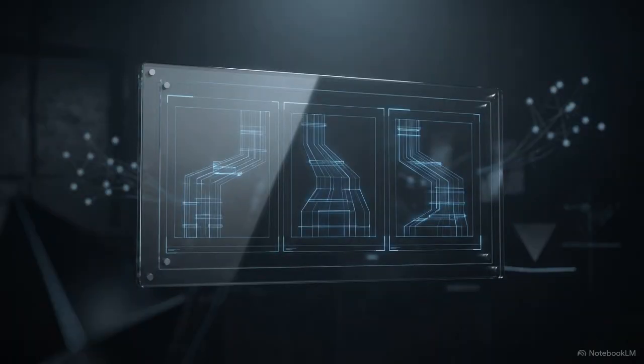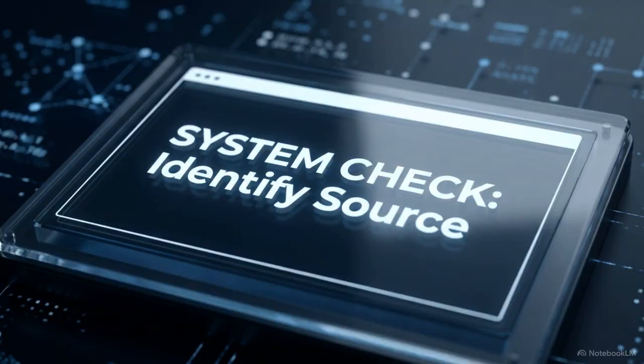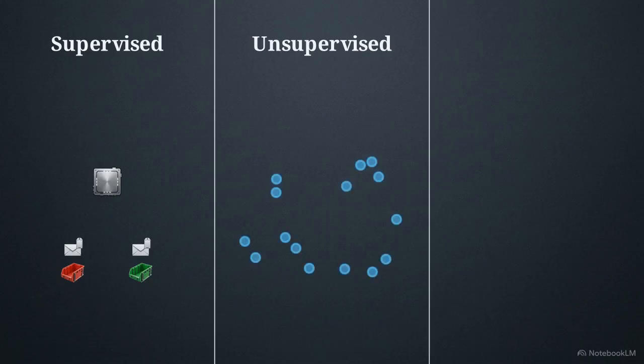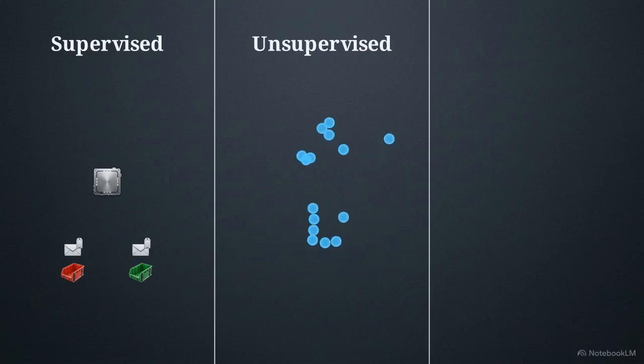If you want to figure out which of these three styles a system uses, you only need to ask one question: what exact kind of feedback is the learner receiving? If the feedback consists of labeled examples with correct answers attached, you are looking at supervised learning. This is the logic behind spam filters and price prediction. If the system receives absolutely no labels and has to find structure on its own, it's unsupervised learning. This allows us to group customers and flag anomalies.